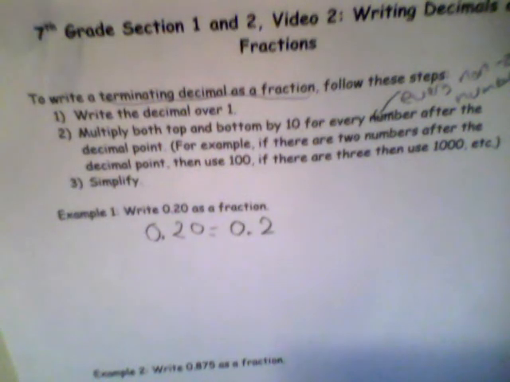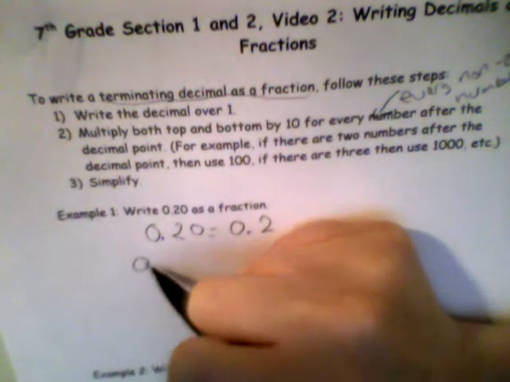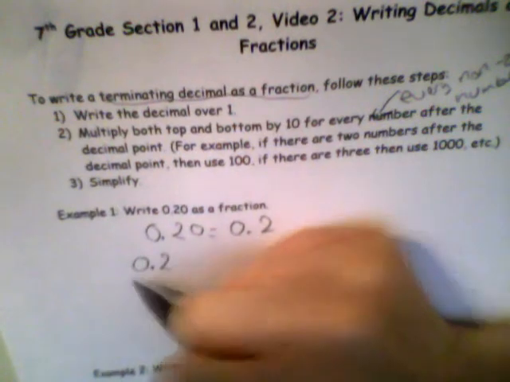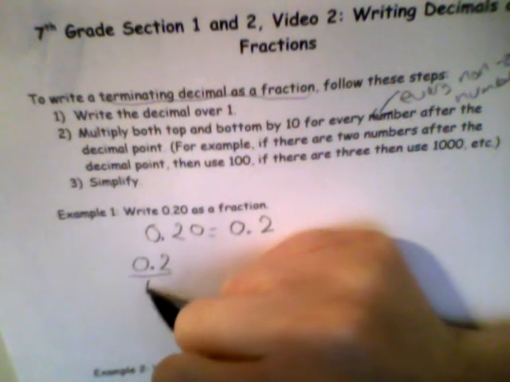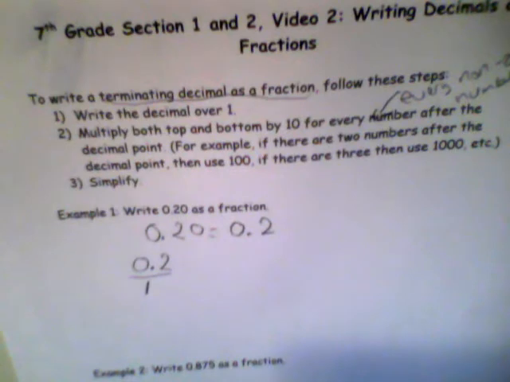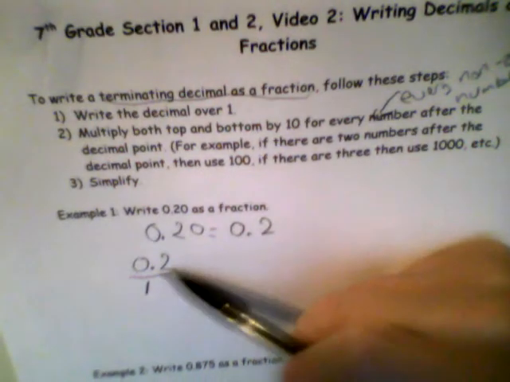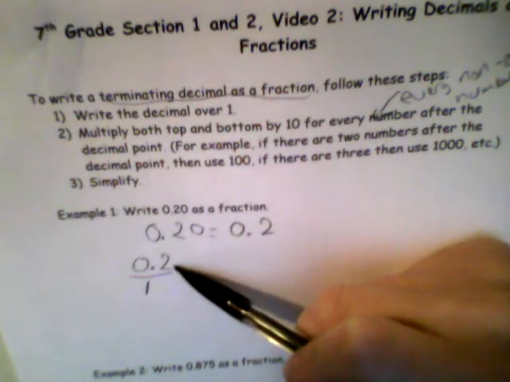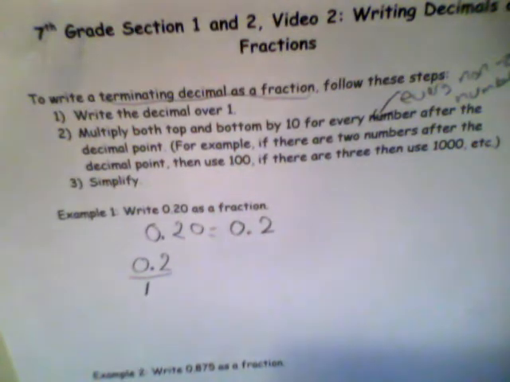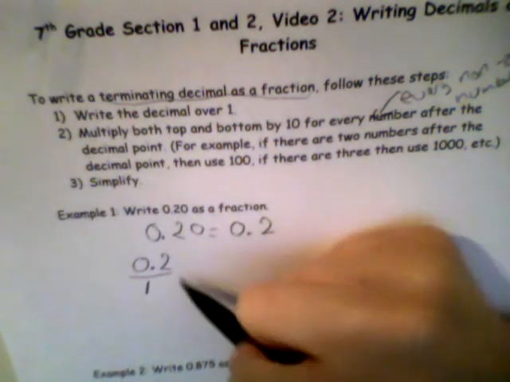When you're working these, I know some of you can do this in your head, but for now, I want to see every step so that I can make sure that you know the process. So step 1, write the decimal over 1. So I have 0.2 over 1. Now I'm going to multiply the top and bottom by 10 for every non-zero number after the decimal point. After the decimal point, there's actually only one number, so I just have to multiply the top and bottom by 10.